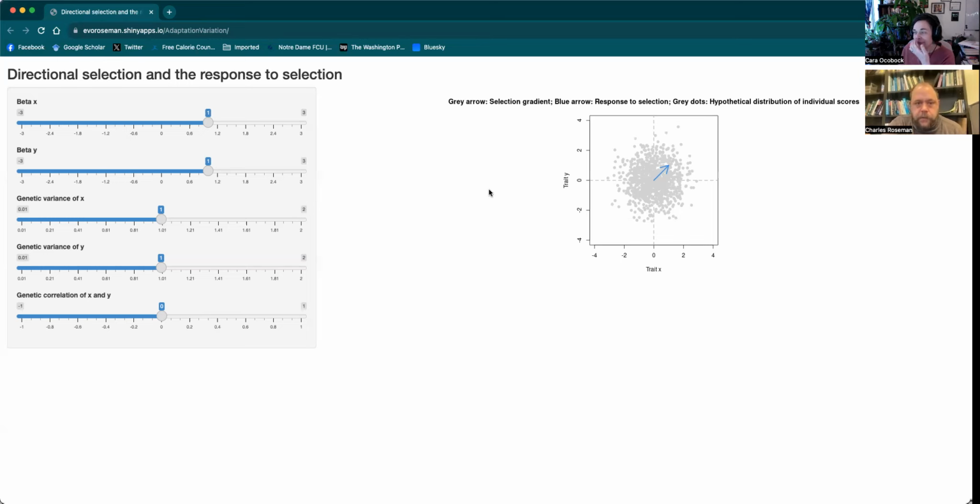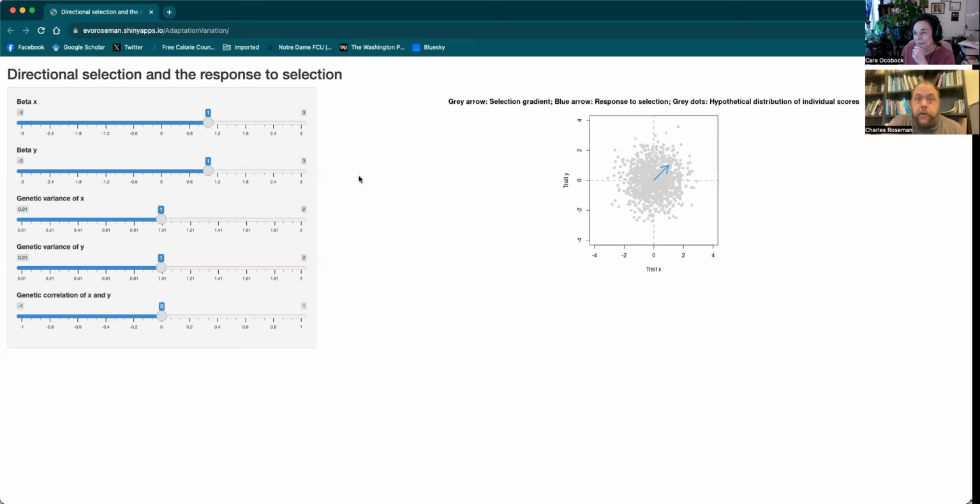Now, you'll note that on the left there are a series of sliders, and each of these corresponds to some quantity that we can vary that is important for understanding the response to selection. Beta X and beta Y are the selection gradients. So these are ways of relating an individual characteristic uniquely to fitness. So these are like partial regression coefficients. You could edit that part out if you want.